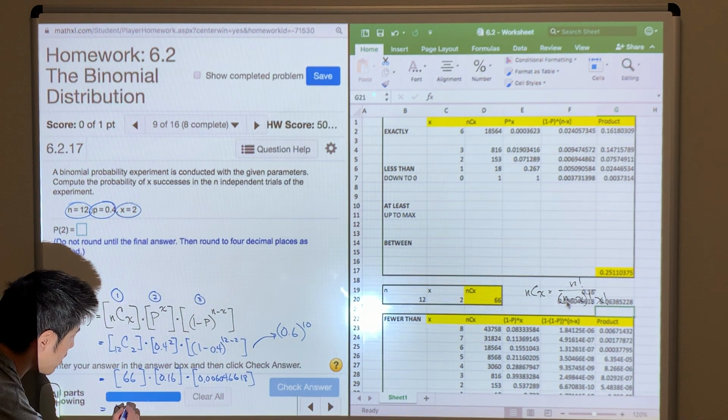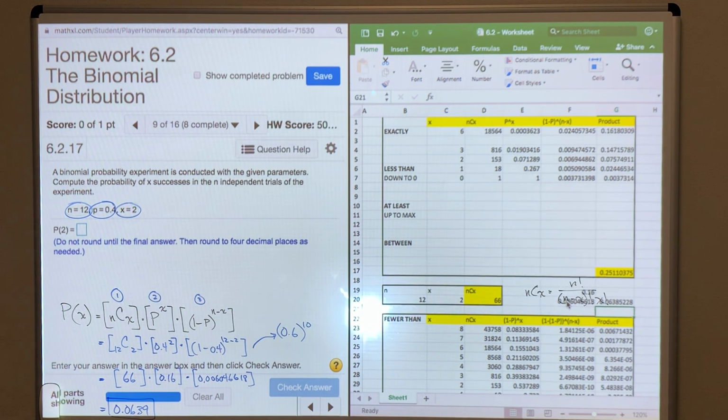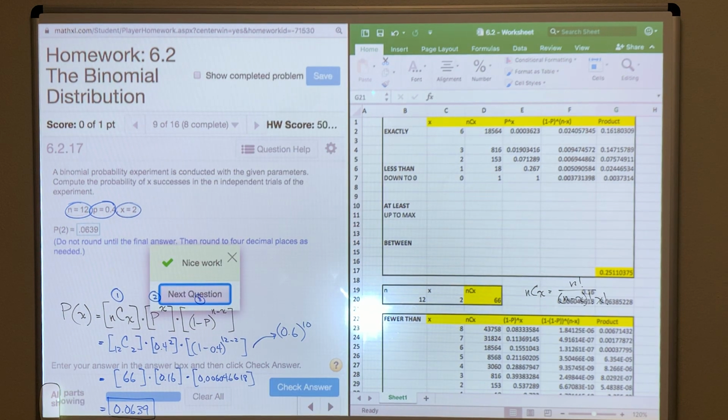So 0.0639 should be my answer. Okay? Let's hope that that's right. If not, we're going to have to go back and check our work. 0.0639. And it's good.